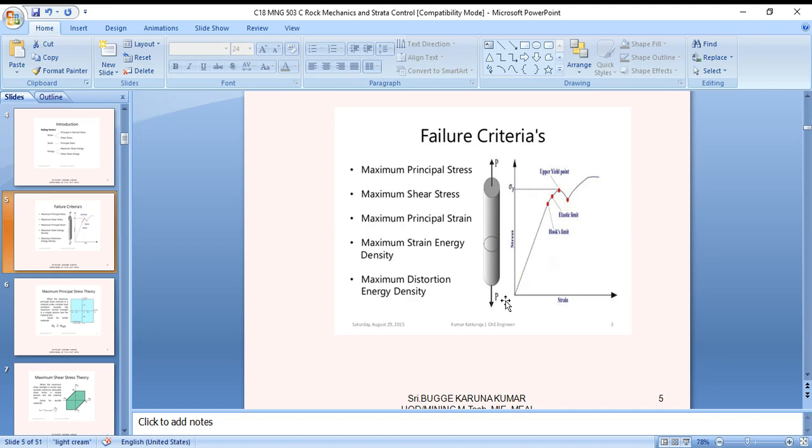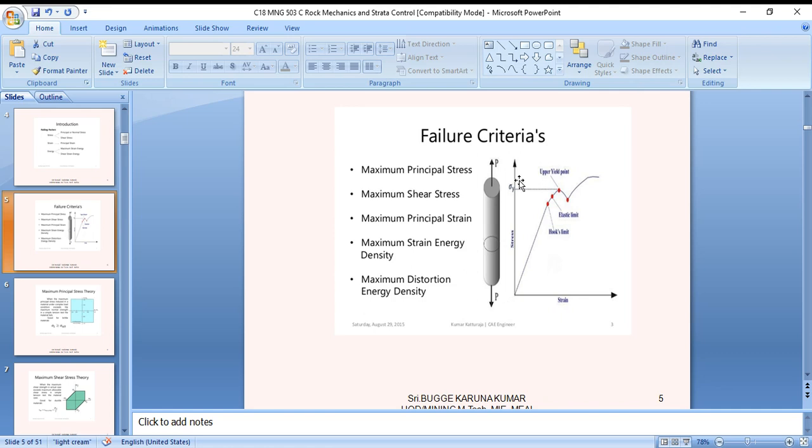The failure criteria is also classified into maximum principal stress, maximum shear stress, maximum principal strain, maximum strain energy density, and maximum distortion energy density. These are categorized here. The figure is also showing the vertical force P acting. The strain and stress relations are also given here.